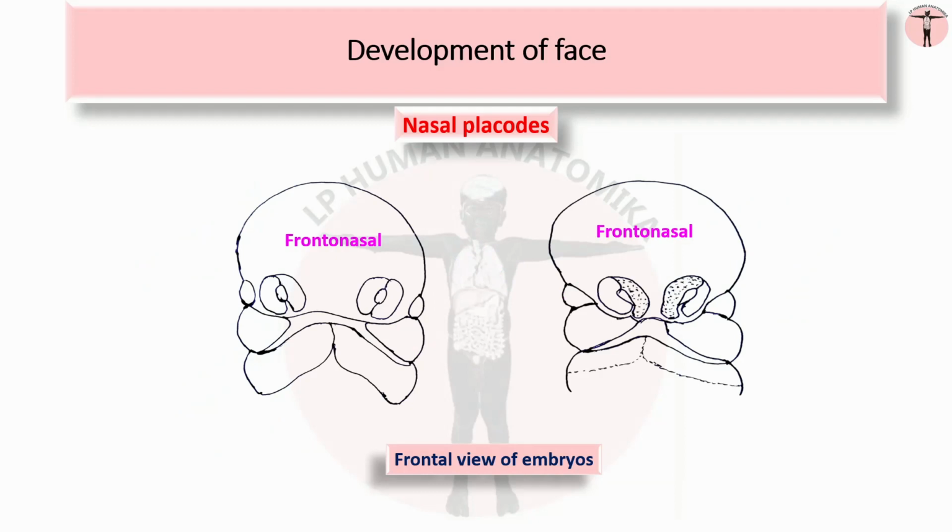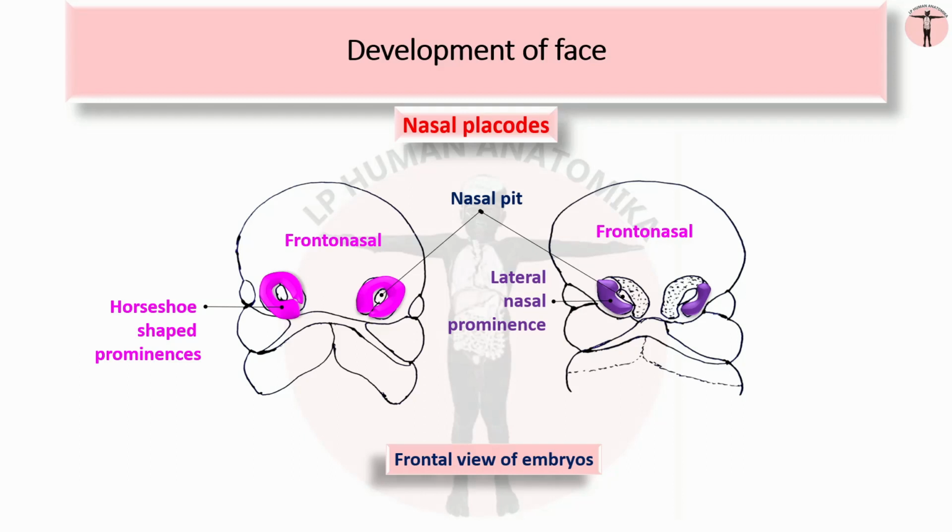Now coming back to the frontal views, these are the horseshoe-shaped elevations or prominences and the depressed nasal pits in the center of the elevations. The prominences on the outer edge of the pits form the lateral nasal prominences, those on the inner edge form the medial nasal prominences. The nasal pits form the primordia developing into the anterior nares or nostrils and nasal cavities.